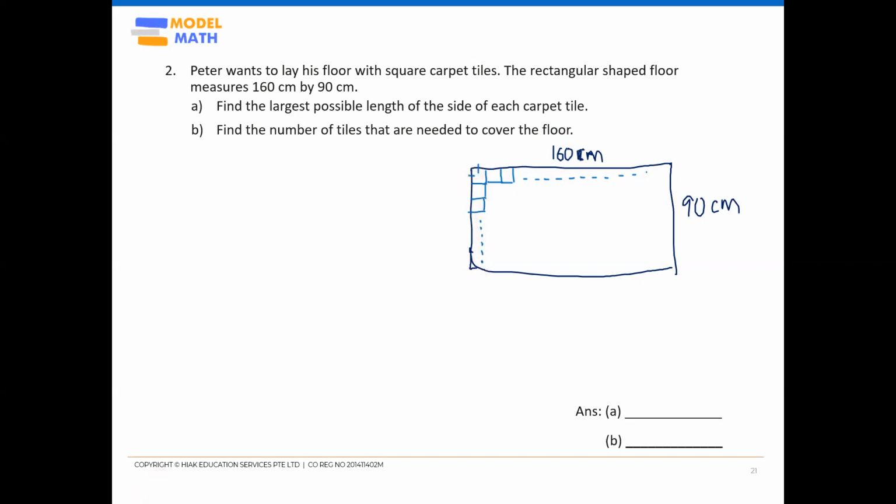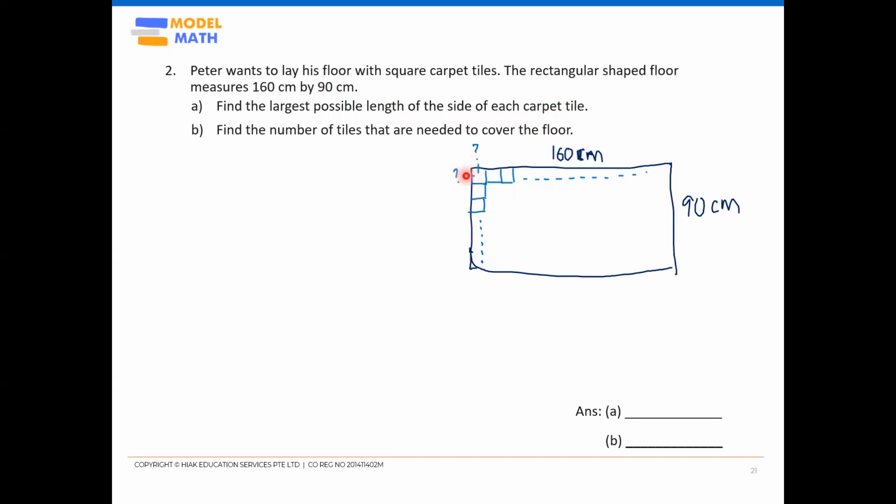Okay, so if let's say I say this is the question mark, that means 160 must be able to be divisible by the question mark. Same for the 90 cm, it must be able to be divisible by the same question mark over here. That means without any remainder. Okay, so that's your largest possible length of the side of the carpet tile that you're looking for.